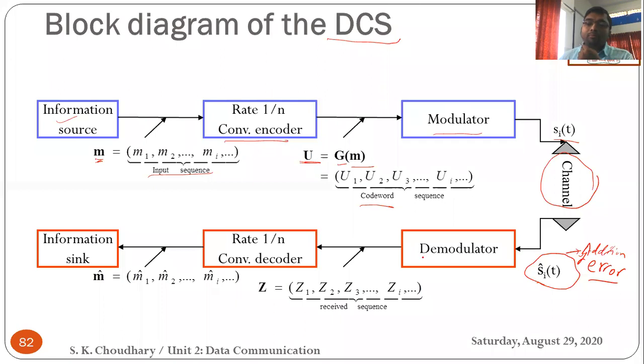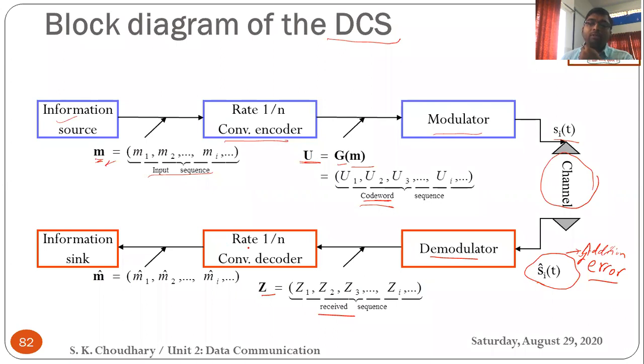Now this goes through the demodulator, and the demodulator extracts the data sequence, or you can say the received sequence. That is again a combination of the actual code word plus error. So it is represented as capital Z, Z1, Z2, Z3 up to Zi. And then from this received sequence, we have to recover the input sequence M.